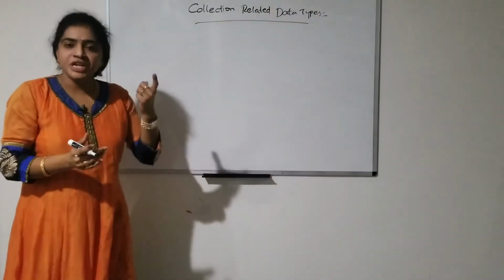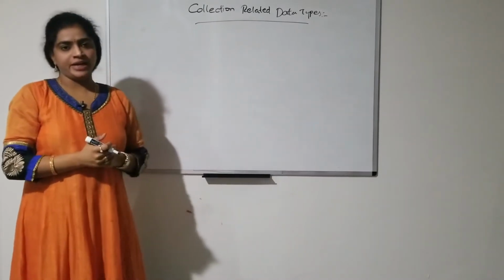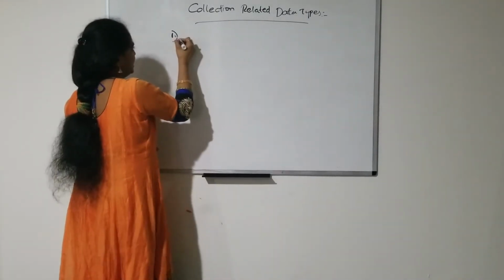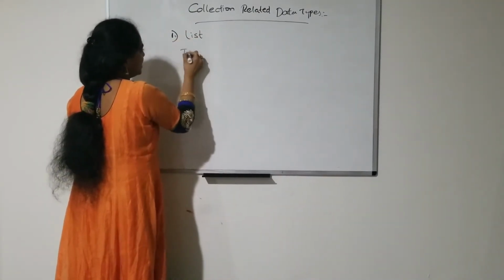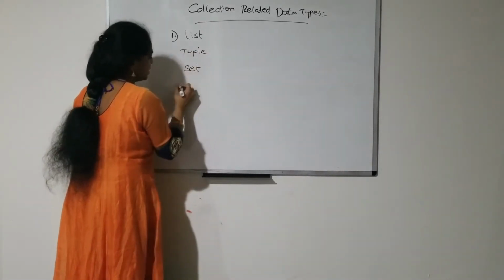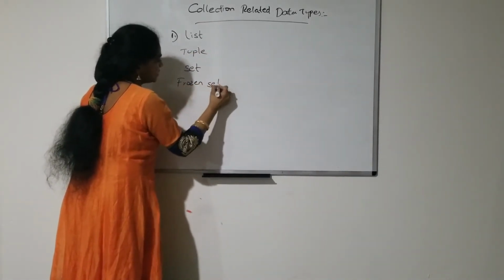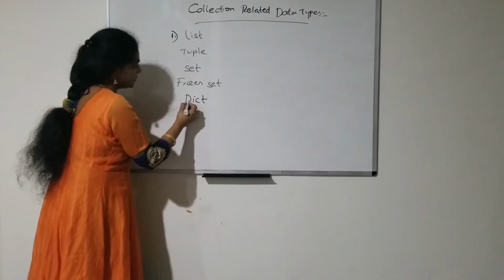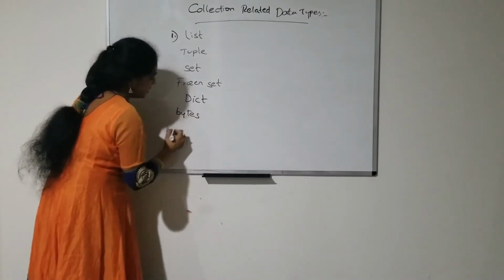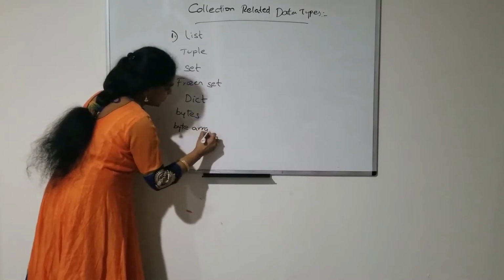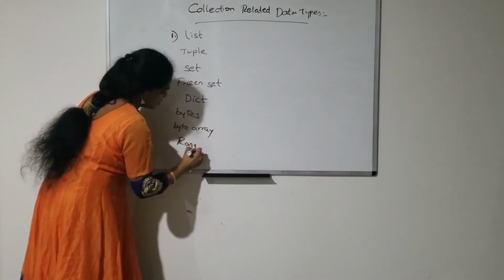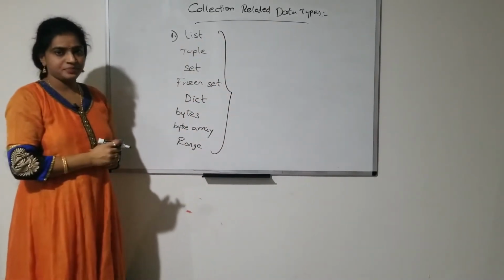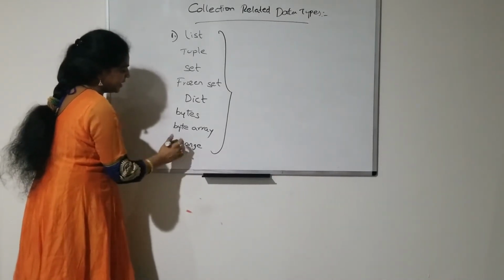So, which data types come under this collection related data types? The list of the data types which come under this category is list, tuple, set, frozen set, dict, that is dictionary, and the next ones are bytes, byte array and range. All these come under collection related data types.